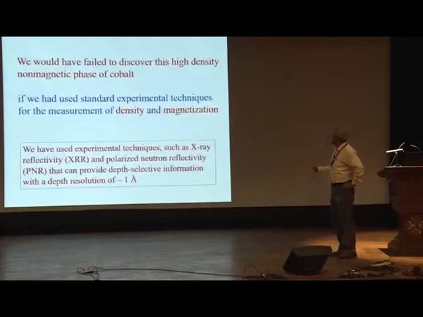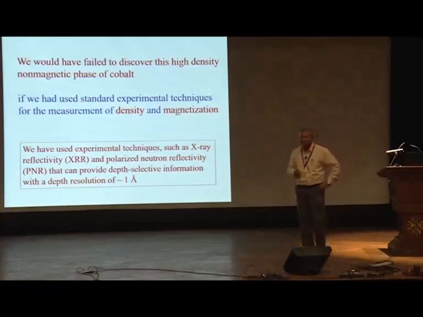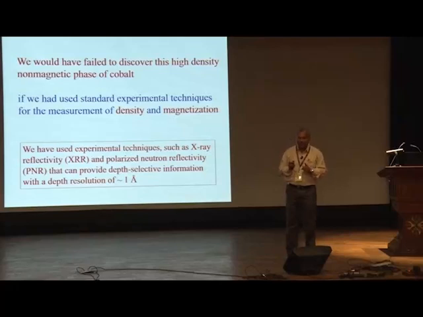So we would have failed to discover this high density non-magnetic phase of cobalt if we had used standard experimental techniques for the measurement of density and magnetization. I'll tell you why. Because we found it in very thin layers, in the thin film, not everywhere. The major part of the film is still normal HCP cobalt. So any bulk measurements would give us information from that normal HCP cobalt. We wouldn't see any density enhancement. We wouldn't see any loss of magnetism.